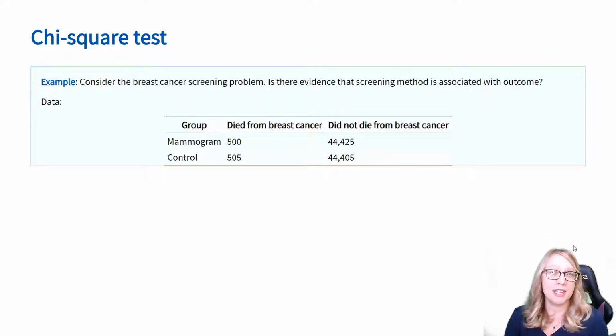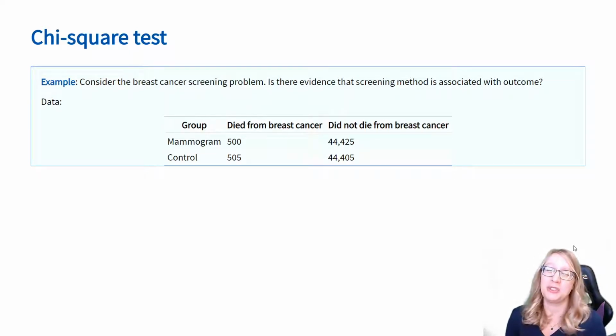So is there evidence that screening method is associated with outcome? Let's look at the table first. So we have our mammogram group and our control group. In that group of women who were receiving annual mammograms, 500 died from breast cancer, over 44,000 did not. In the control group, 505 died from breast cancer, over 44,000 did not. So this table tells me two things. Overall, the rate of death from breast cancer is relatively low, and there doesn't appear to be much of a difference between the mammogram group and the control group.